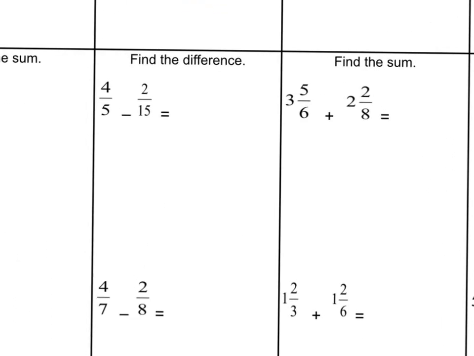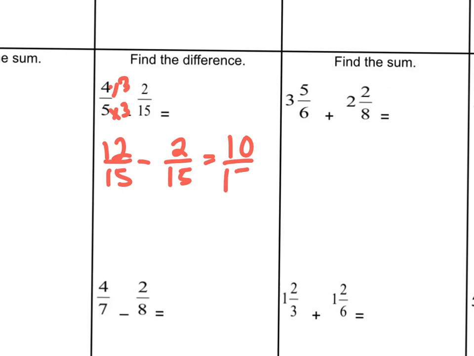For the first one, it says find the difference. So we have to have a number in common. They both have 15. This one is times 3. Times 3, that will give us 12. This guy just stays the same. And when we subtract, we have 10 15ths. But we're not going to leave it like that because both 10 and 15 are divisible by the number 5. So it's actually a final answer of 2/3.